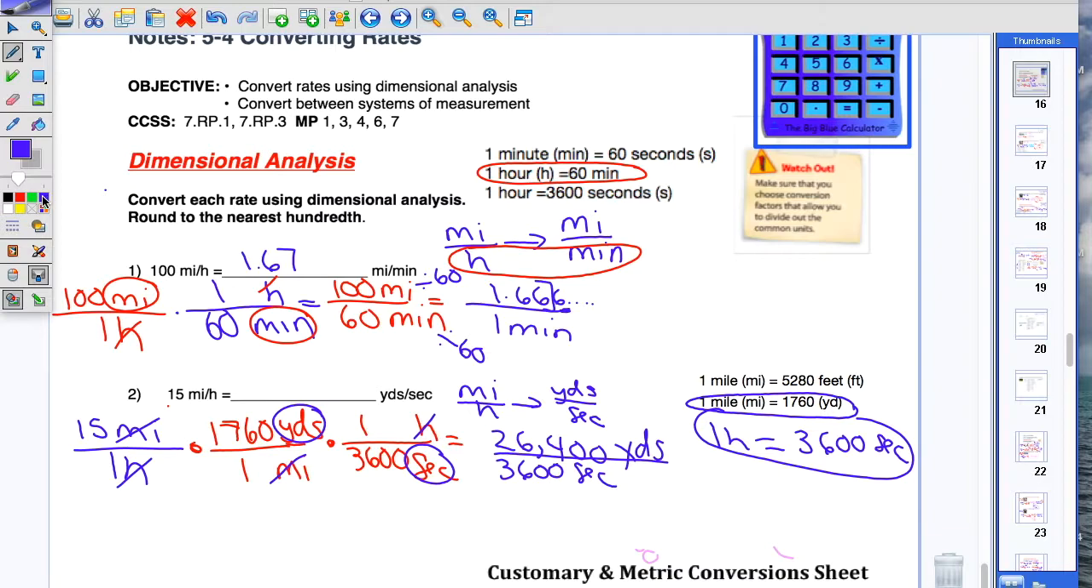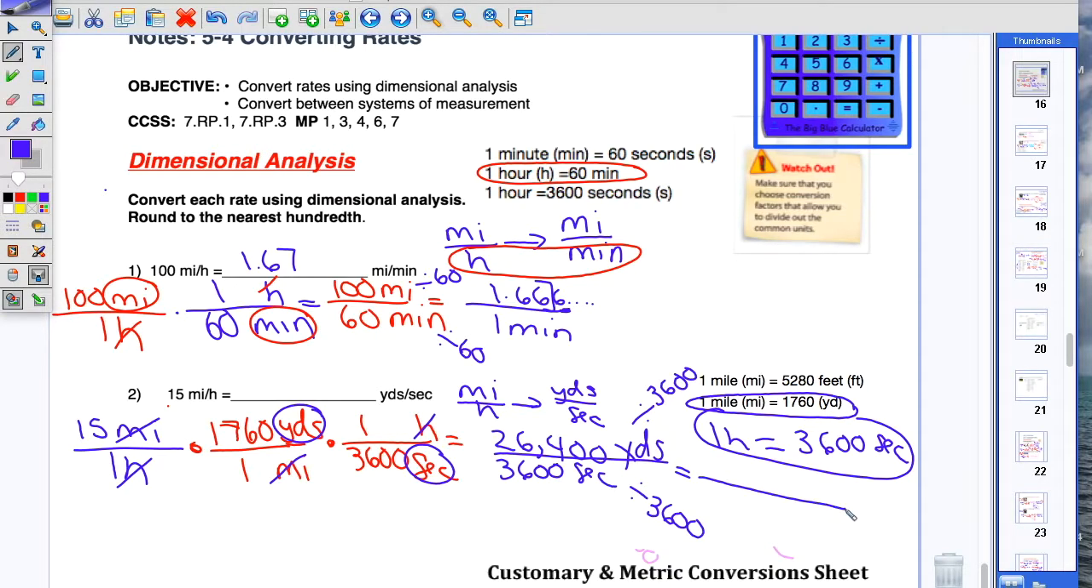Going 15 miles in 1 hour is the same thing as going 26,400 yards in 3,600 seconds. But we want to know 1 second. So we're going to divide the numerator and denominator by the denominator.